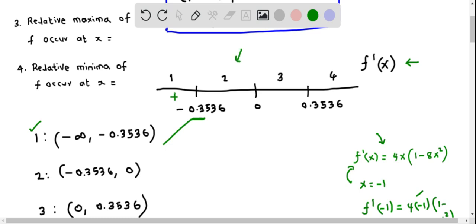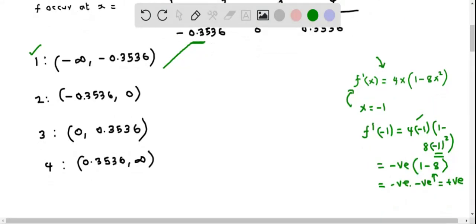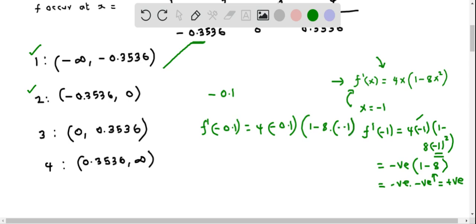So we pick another random value, say negative 0.1, which clearly lies in this interval, from negative 0.3536 to 0, and plug it in to determine the sign. So f prime of negative 0.1 equals 4 times negative 0.1 multiplied by 1 minus 8 times negative 0.1 quantity squared.